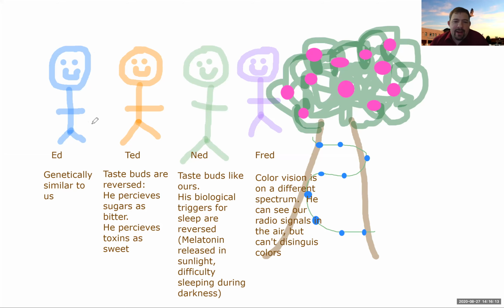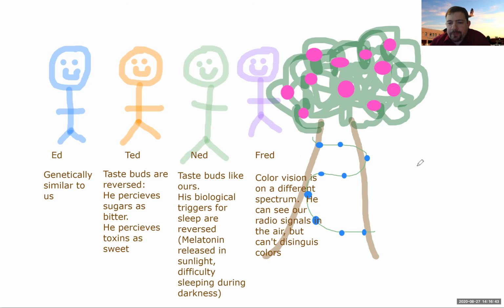So we have Ed, Ted, Fred, and Ned. And each one was born with a variation. So we can see Ed was born and he's kind of like us. And so we'll just say if we grab the average human, his genetic code is kind of like ours. And then we have Ted, Ned, and Fred that have something that makes them different. So Fred, we'll start with him. Fred was born with well, we got to explain the berries first.